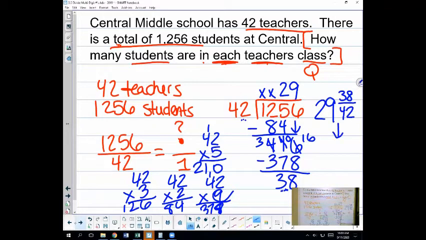Now, in reality, can I have 29 and a fraction of a kid per teacher? No, but it's an average. So you could say that it averages between 29 and 30 kids in a class. But if you notice, 38 is almost at 42. So unless I asked you, this problem doesn't ask you to round, but in reality, you would say it's about 30 kids per class.